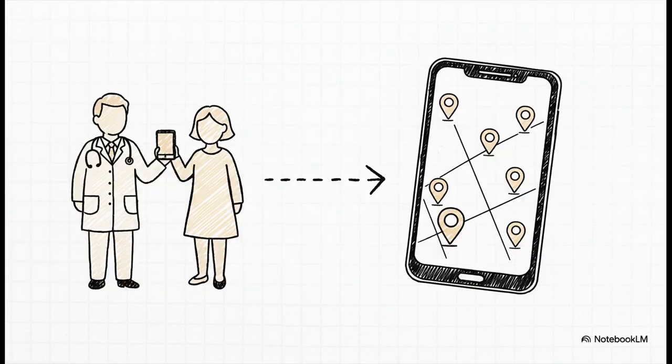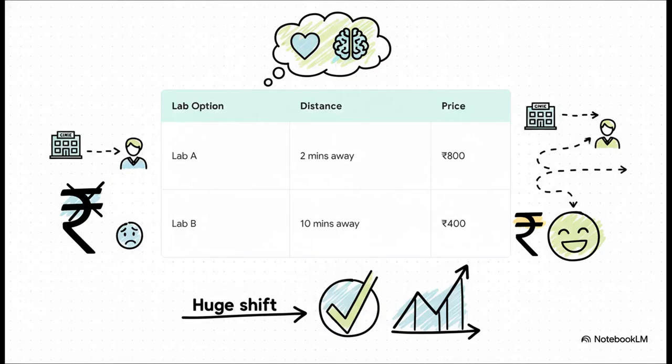Now, let's zero in on this moment right here, because it's so important. Your doctor orders a common test, let's say a CBC, a complete blood count. Instead of just guessing where to go or going where you've always gone, the app immediately empowers you with options. The choice is finally back in your hands. And this just shows the incredible power of the idea.